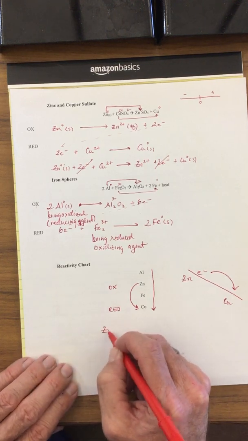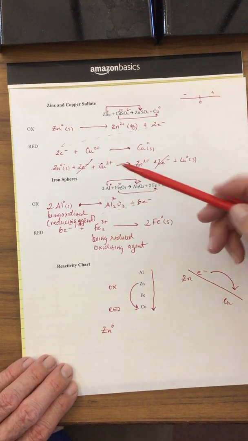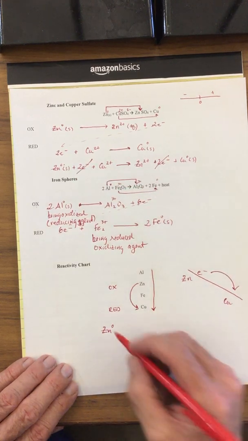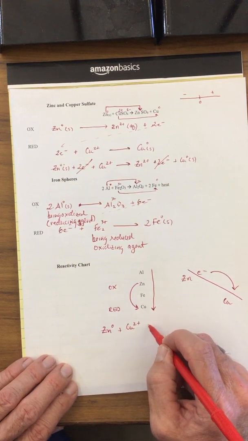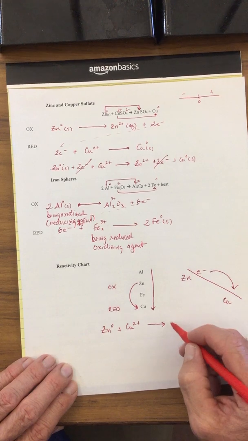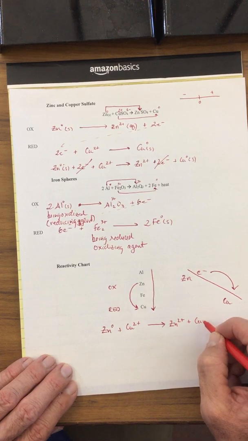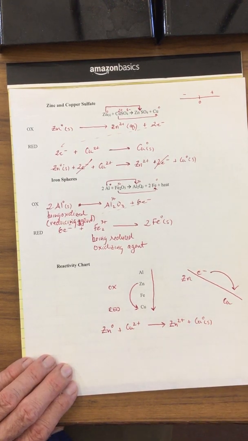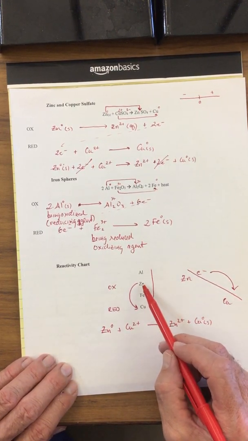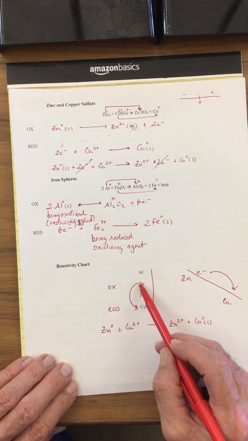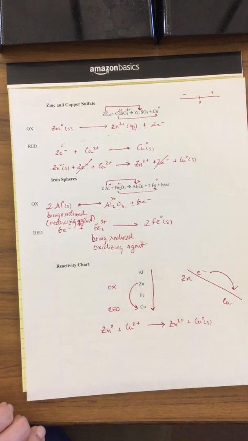If we take a look at this reaction, the zinc, which is in the solid state, plus the copper that's in the charged state, will become charged zinc and solid copper. This is the reaction that takes place because the zinc has the ability to be oxidized and to transfer the electrons to the copper.